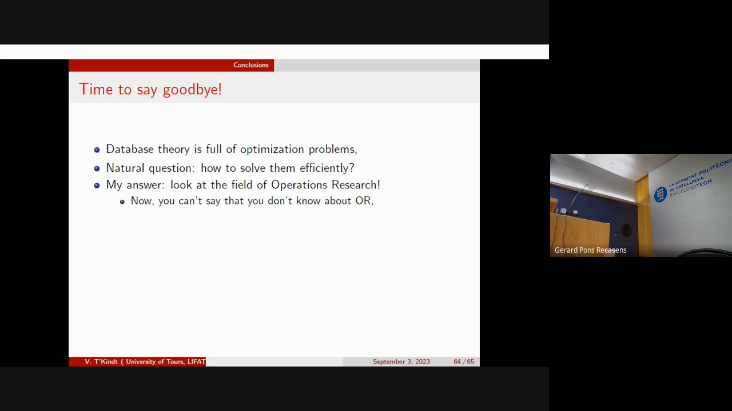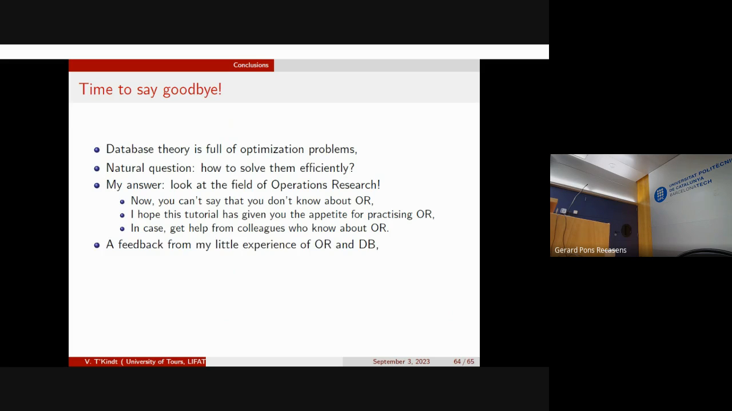Now you can't say that you don't know about OR, okay? So you can say, now I still continue working on my optimization problems with the things that I know for years, and I don't change. No, you have to change. Right? I hope I gave you the appetite for going further with OR, either by yourself or by working with colleagues who know about OR, for sure.